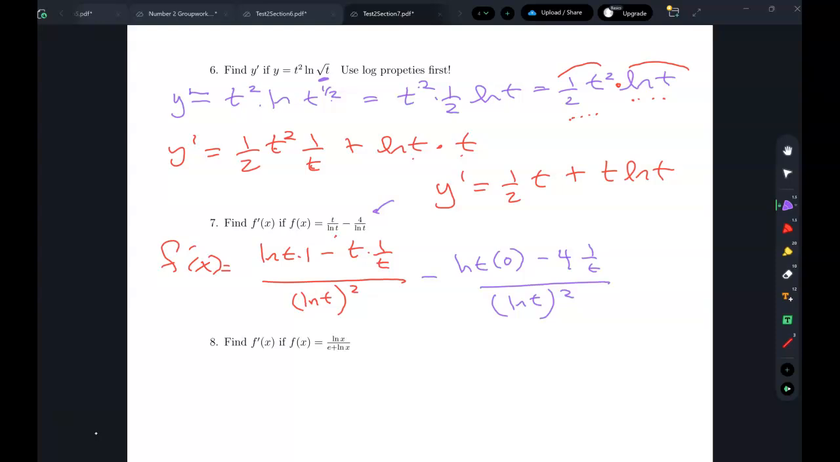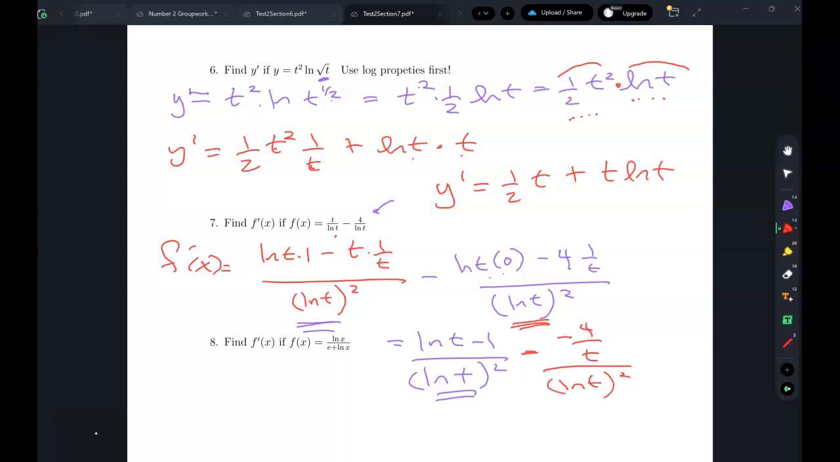So let's simplify this a little bit. So I get ln of t minus 1 over ln of t squared from this one, right? Okay, so I got this subtract. This is 0. This gives me a minus of 4 over t, and then ln of t all squared. It doesn't look like anything's going to combine, so I'm just going to leave it as it is.